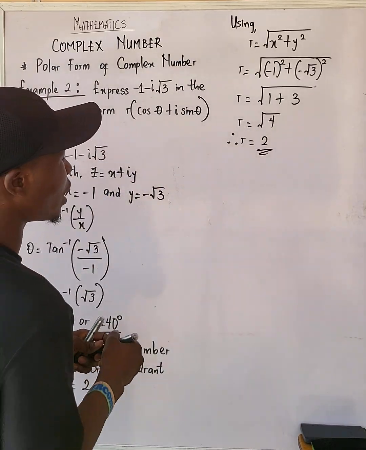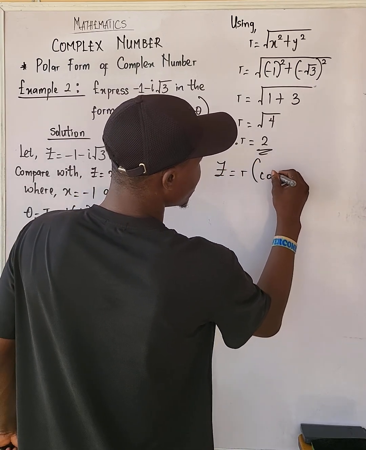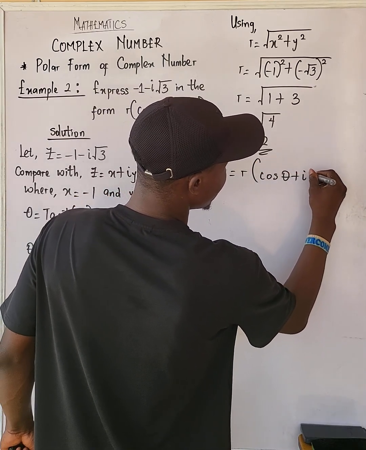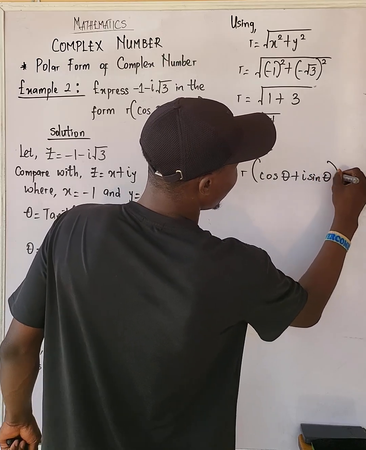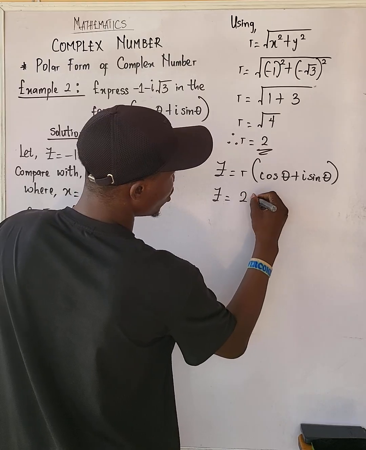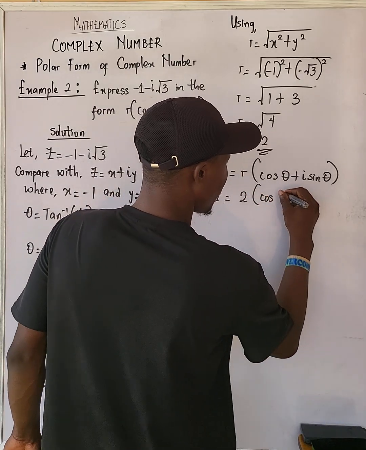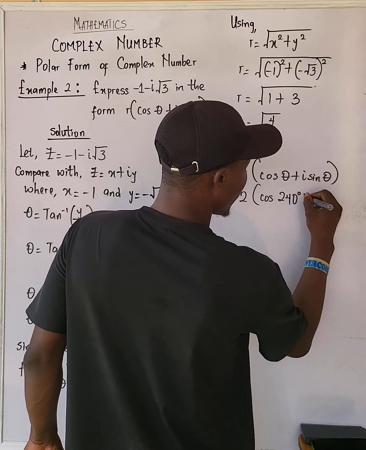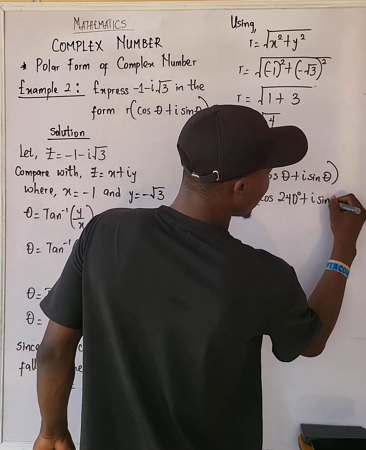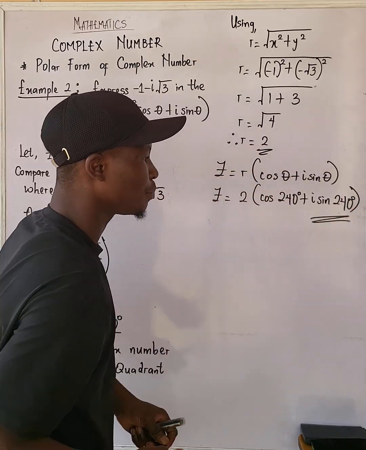So the last thing we have to do is put it inside the final equation, which is z equals r (cos theta plus i sin theta). So what do we now have? That will be z equals, what's our r? 2 into bracket cos, what's our theta? 240 degrees. Then plus i sin, what's our theta? 240 degrees. And this is the final answer.